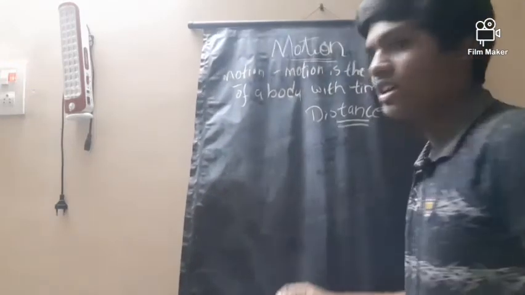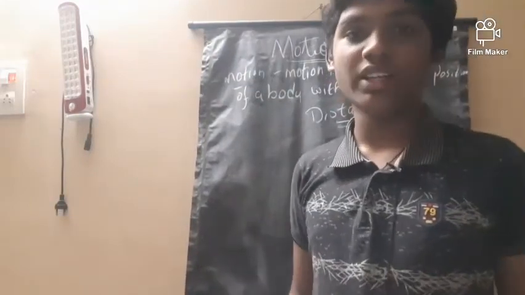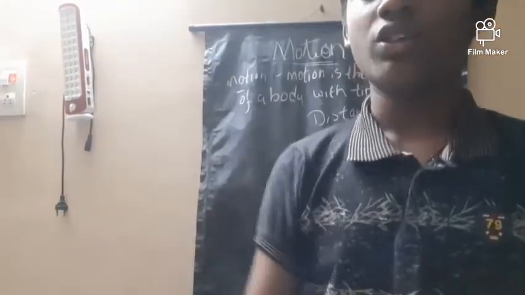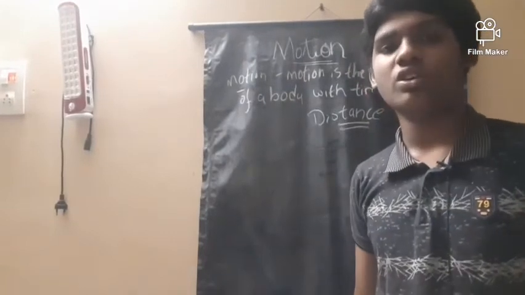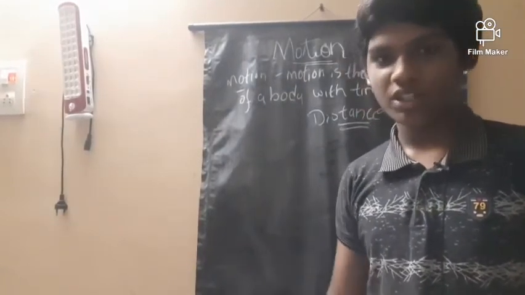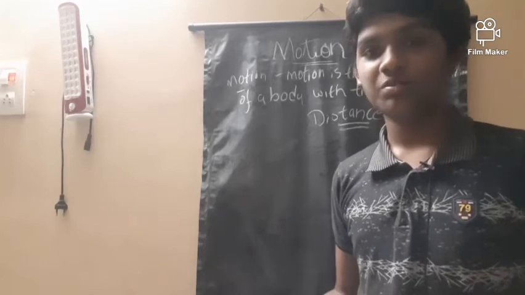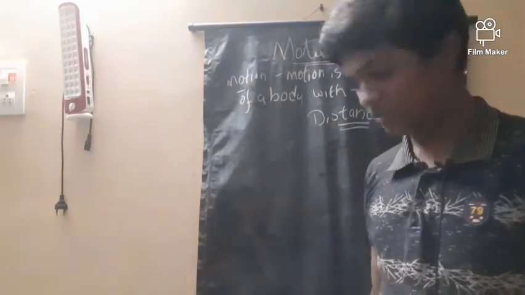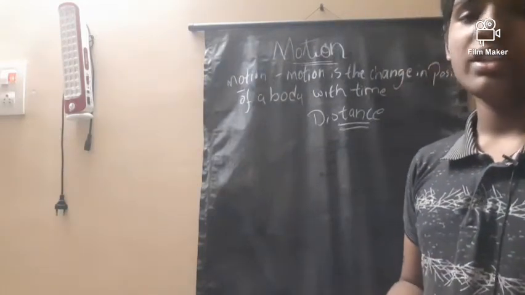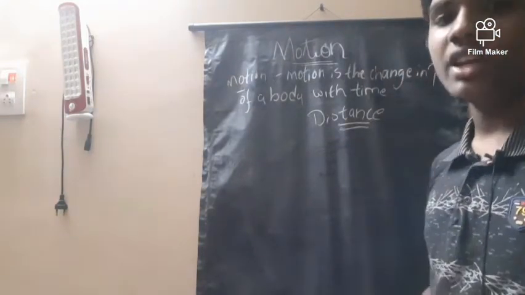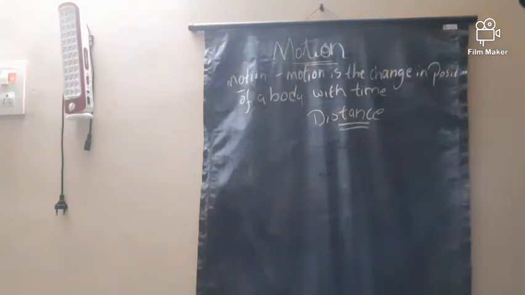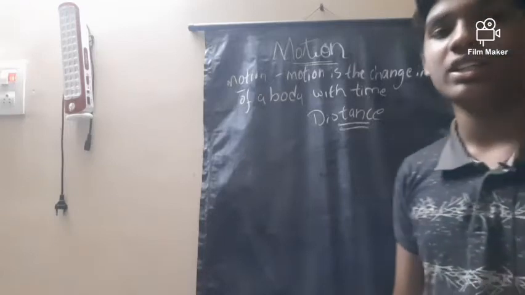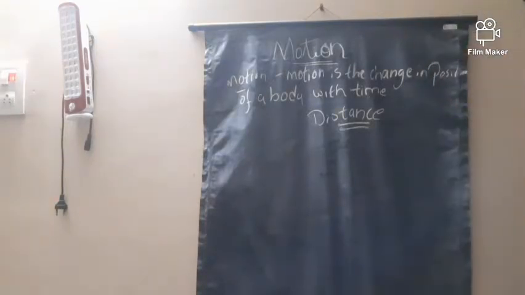Distance we can explain with different definitions or examples. We can say simply that it is the space between two objects, or space movement to different objects, like that. Some definitions we can say, but the real definition of distance is this: distance moved is the actual length of the path travelled by a body.